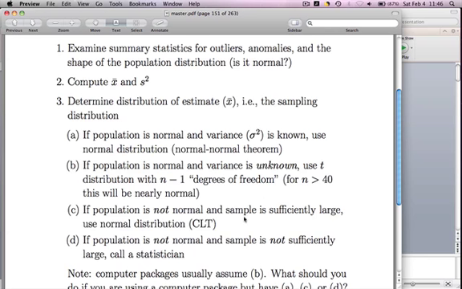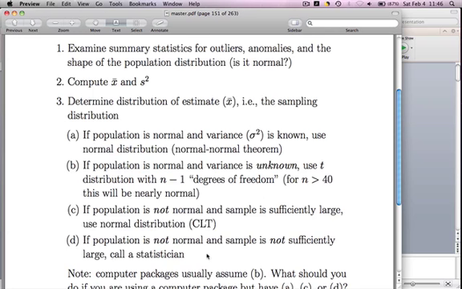If you have a tiny sample size, a sample size of 10 or something, then you're sampling from a non-normal distribution with such a small sample size. You're going to run into some problems. The central limit theorem isn't big enough. You can't use the t-distribution, since the t-distribution assumes that you have a normal population. Therefore, you're kind of out of luck, and you have to call a statistician.